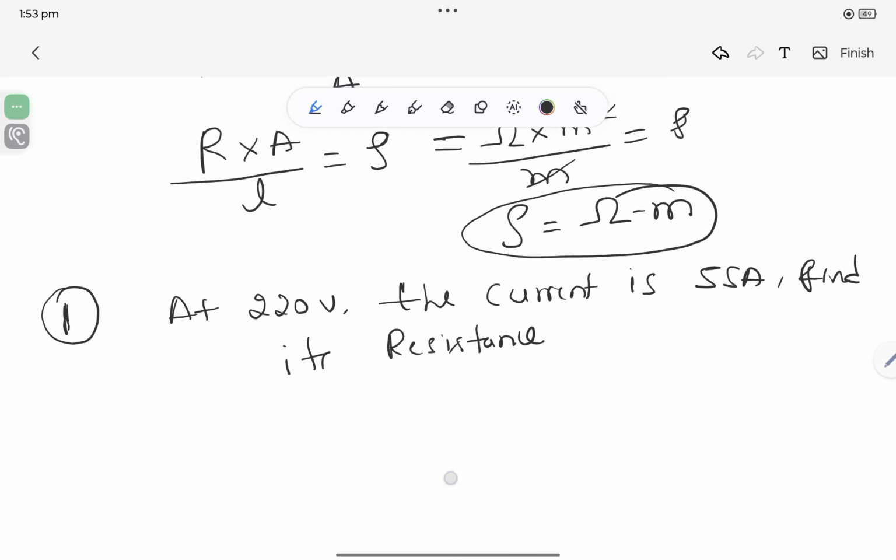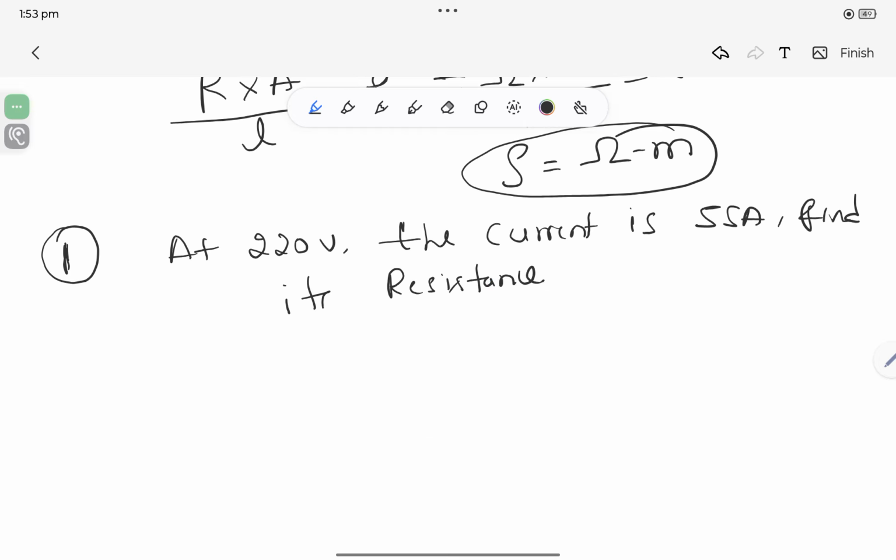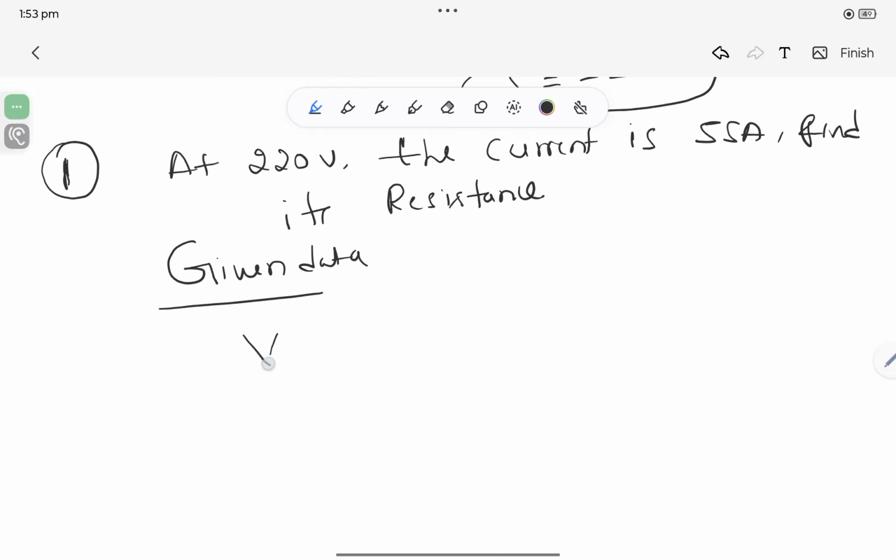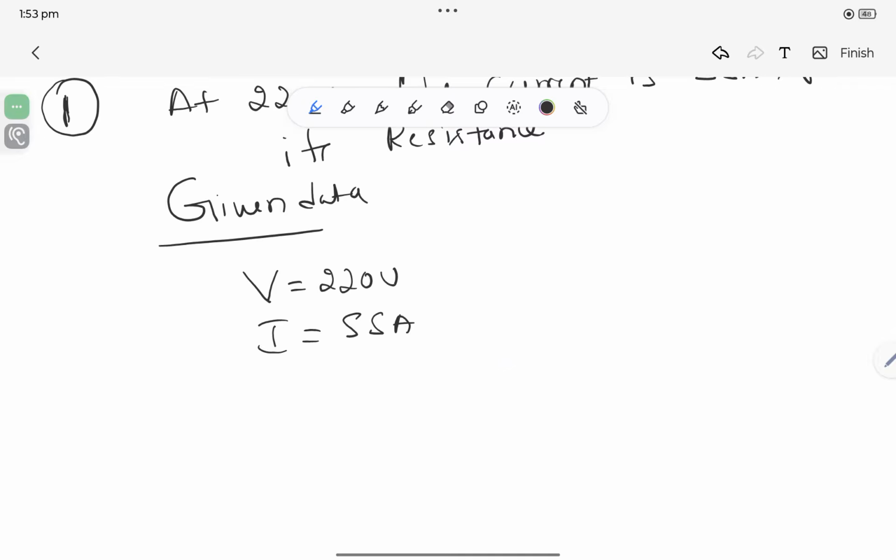What you have to do here? First thing, we have to write the given data. What is the given data here? Voltage is given. Voltage is 220 volt. Current is 55 ampere. What are they asking? They are asking resistance.